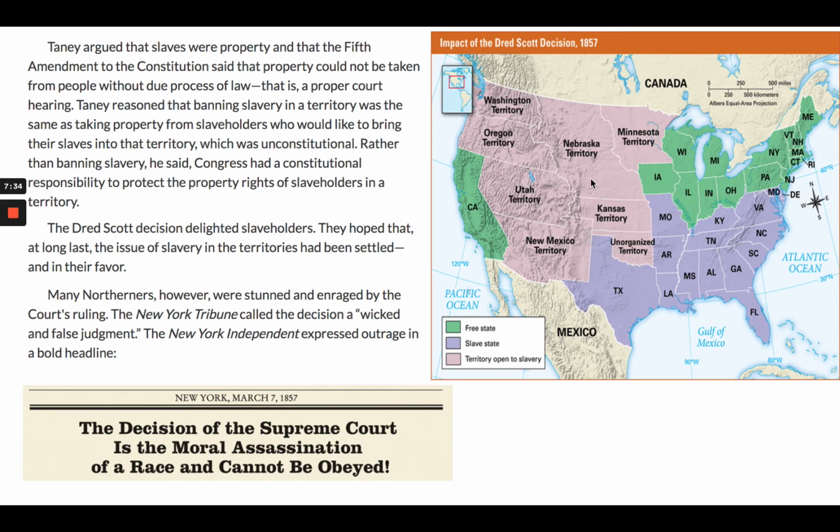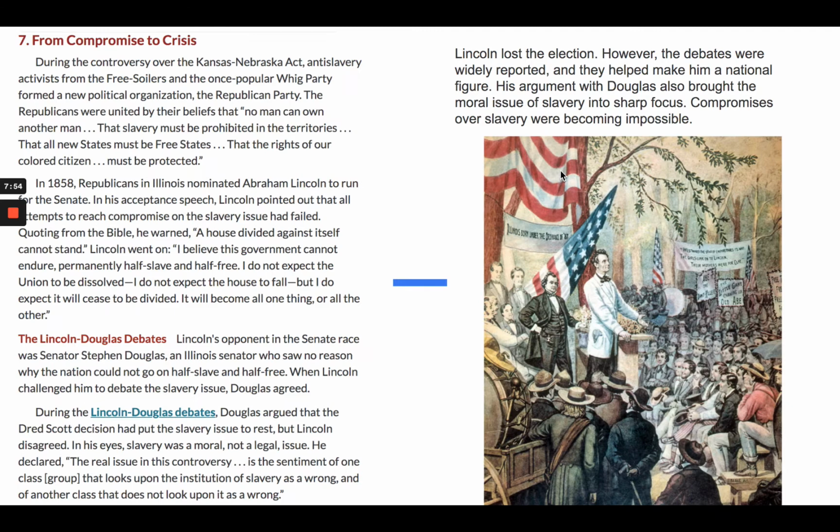All right, so again, looking at this map, we see the green are the free states. This purplish color is our slave states. And now the whole rest of the United States is now open to slavery. Wow. All right, let's go ahead and continue. But things are going to keep getting crazier.